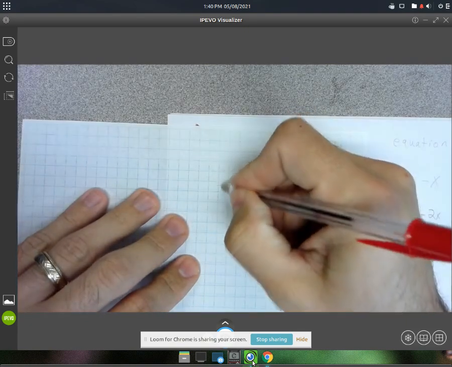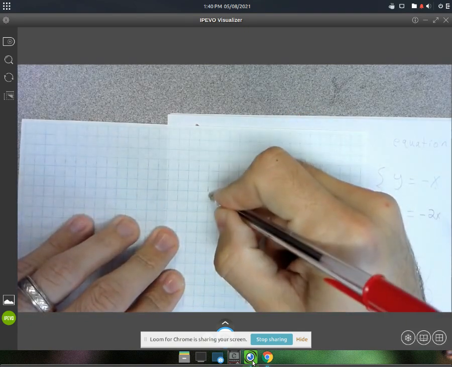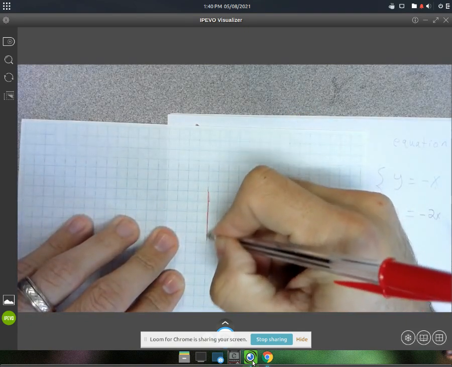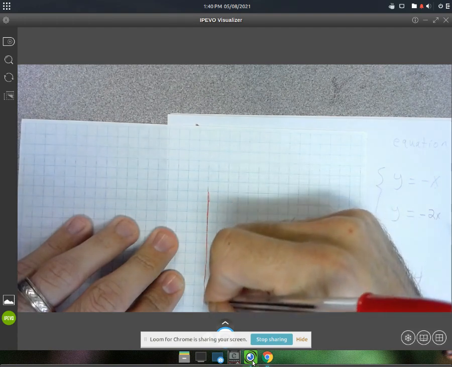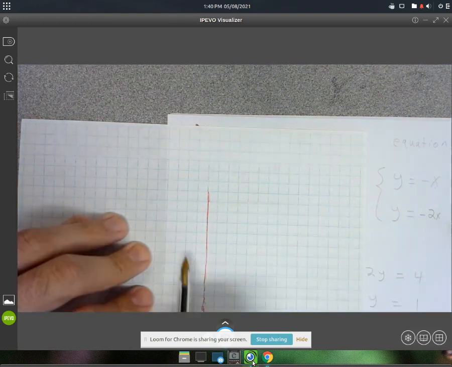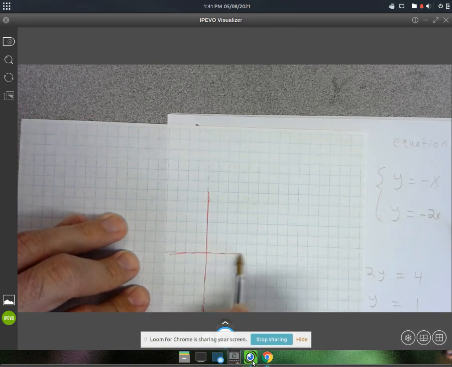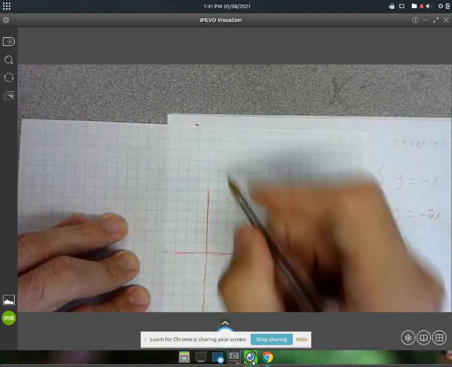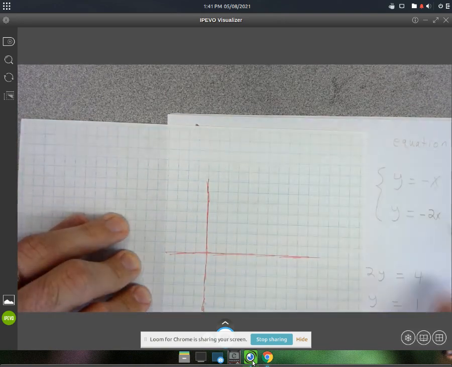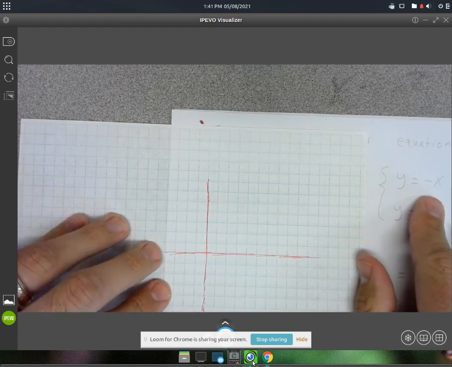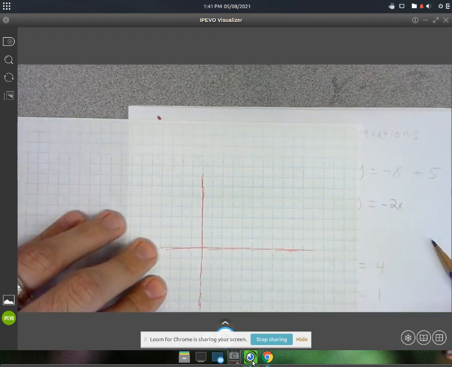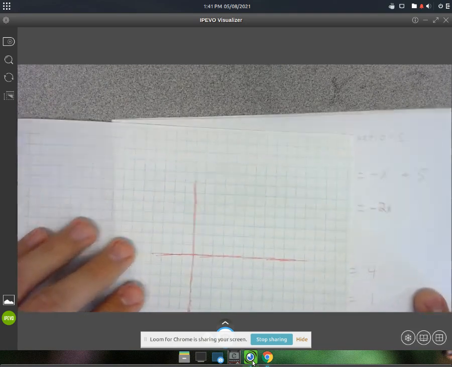Let's do this one in red here. All right, so my first line is y equals negative x plus 5.